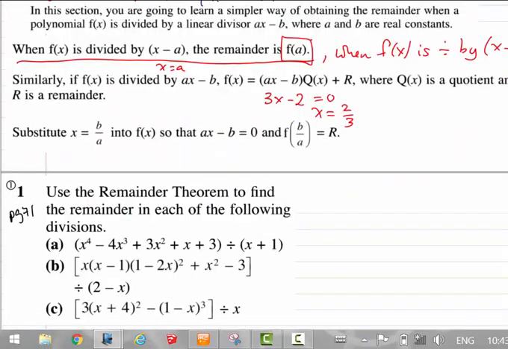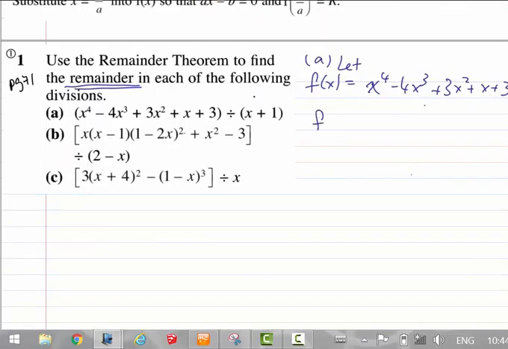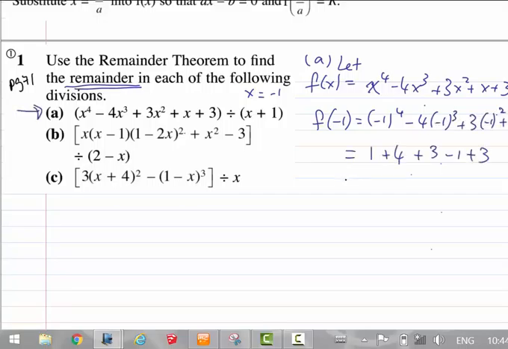Now let's look at the example from page 71, question 1. We want to find the remainder when the polynomial is divided by x plus 1. So to find the remainder, we let x be -1 so that x plus 1 is 0. First, let f of x be the polynomial, which is x to the power 4 minus 4x to the power 3 plus 3x squared plus x plus 3. So the remainder when f of x is divided by x plus 1 is f of -1, and we just substitute x as -1, then we will get the remainder 10.